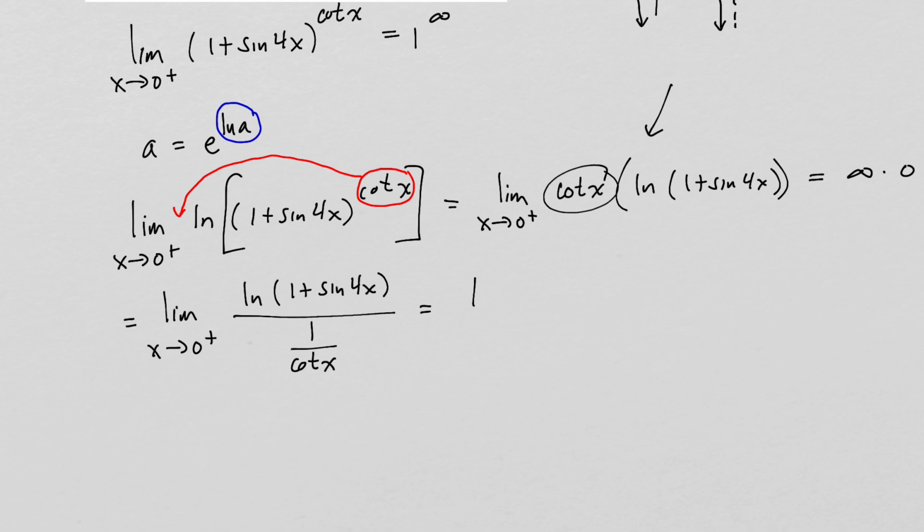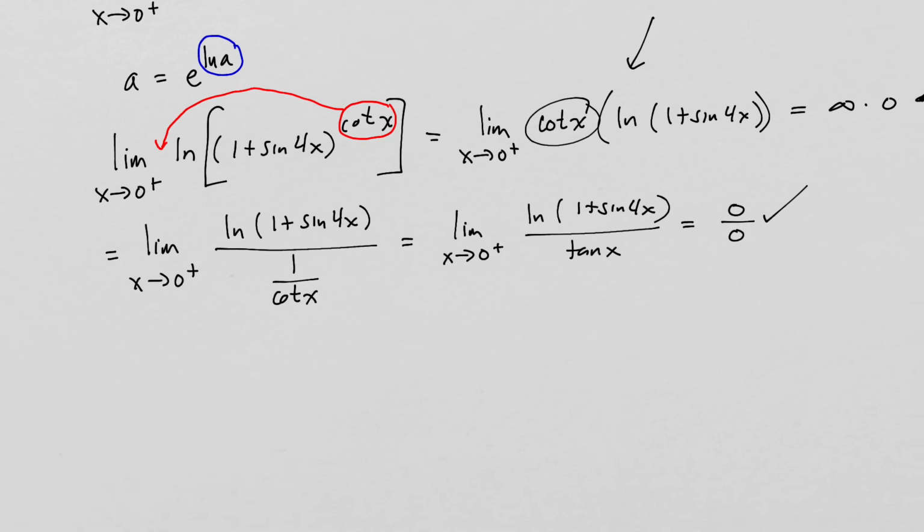And one other thing that I will do before I attempt to evaluate this is recognize that 1 over cotangent is actually the same as tangent. And now if I substitute 0 in here, I get the natural log of 1 on top, which is 0, and of course tangent of 0 is 0. And look at that. Now we have a L'Hopital indeterminate.